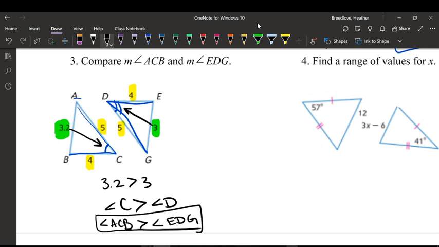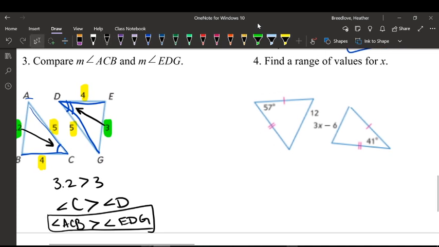So the comparing, just make sure 2 of the sides are the same. The larger angle is across from the larger side, and the larger side is across from the larger angle. That one's not that bad. It's the other one. When you find a range of values, when you're using 2 triangles, you have to solve it 3 ways.